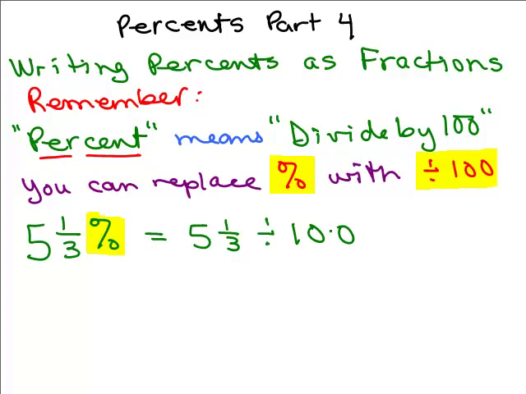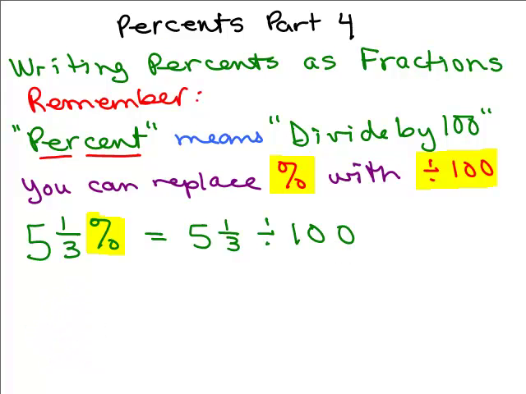Now, in the previous video, we did whole number type problems like 22%, and remember we were able to just put 22 over 100 and then reduce it. We could do that here with 5 1/3, but you would get a complex fraction. So you can still write 5 1/3 over 100, but you're going to have to simplify that complex fraction and still reduce it. So if you have a mixed number like this with a percent, it's probably easier to go ahead and write 5 1/3 divided by 100 to begin.